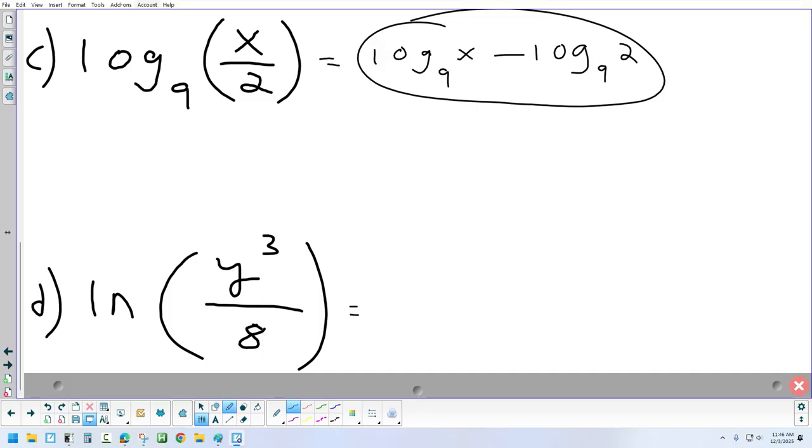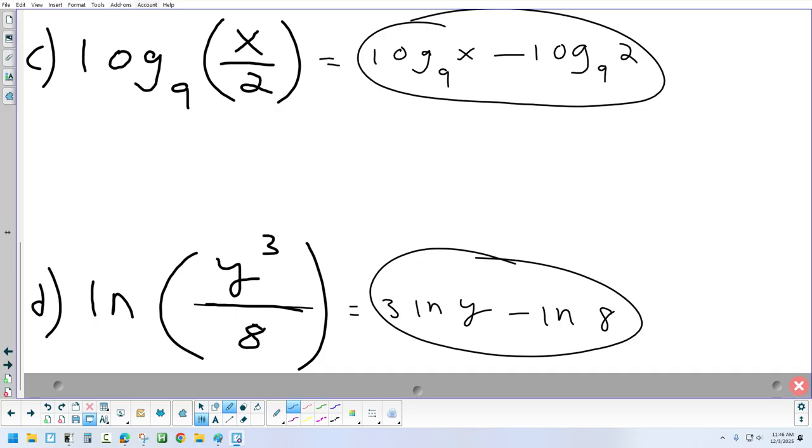Anybody think they can do that whole thing in one step and tell me the final answer? Julia? 3 ln y. No base, but... the base is e. So plus 3 ln y, and then we have a division sign, so minus ln 8. Yep, 3 ln y minus ln 8.